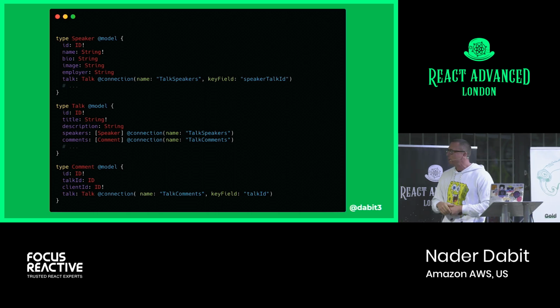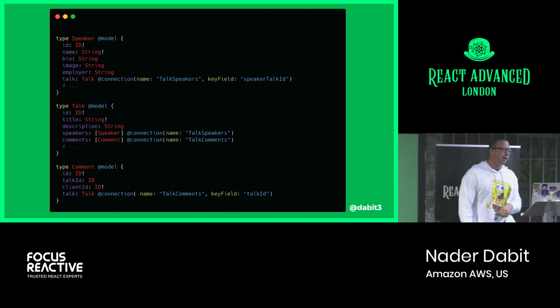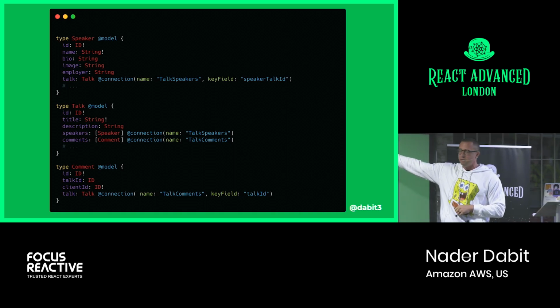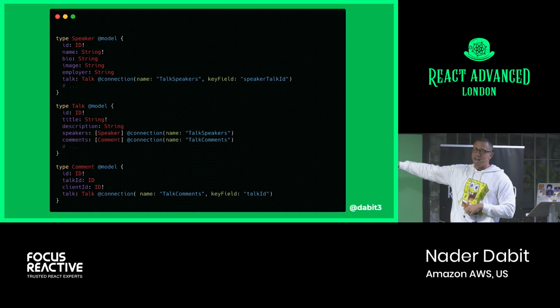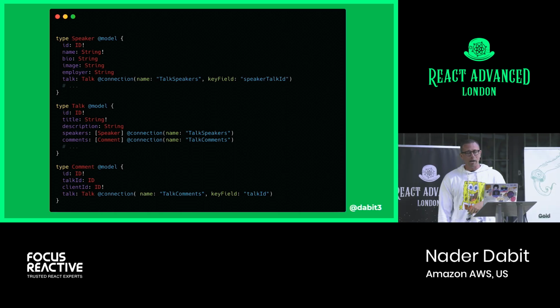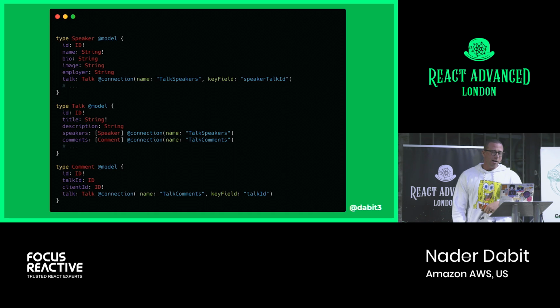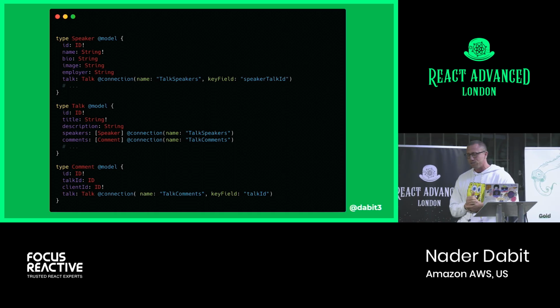So this is the final schema that we ended up with. This is what's on GitHub. It's actually open source. So we have all of that base type that I talked about, but we just add that @model directive to each type to give us the databases. And then we have the @connection fields to model a relationship between a talk and a speaker, and also an @connection to model a comment with the talk. So that's the schema that we ended up with.